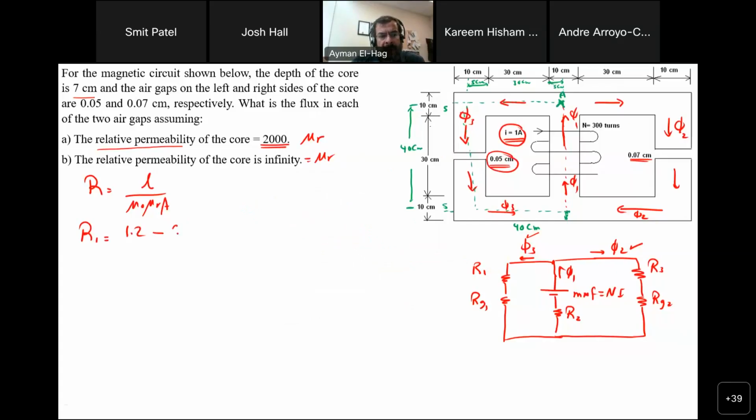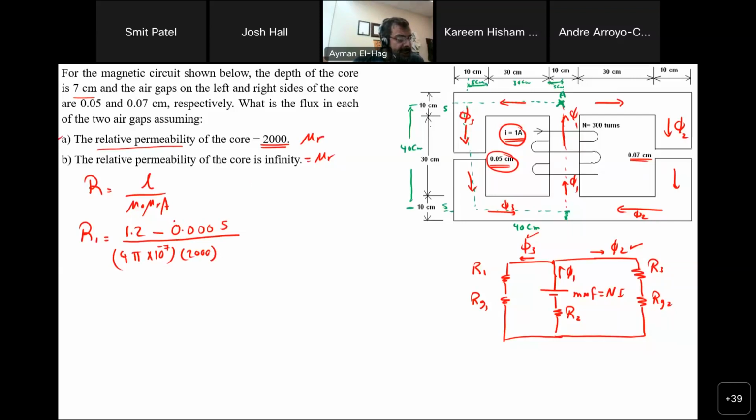This is equal to 0.0005 because I'm converting 0.005 centimeter into meter. Everything has to be meter. Divided by mu zero, which is a constant that will be given to you, 4 pi times 10 to minus 7, times mu r. We are doing part A, so it is 2000.